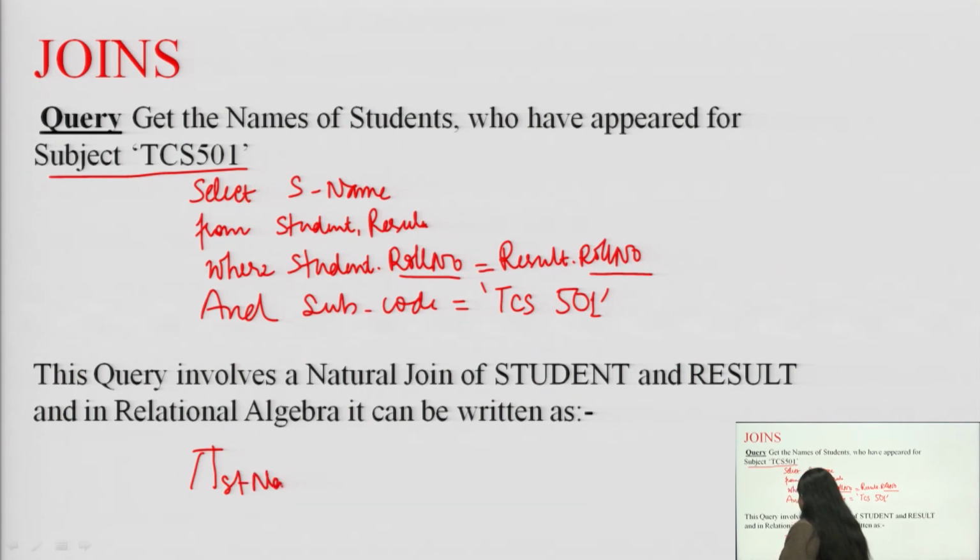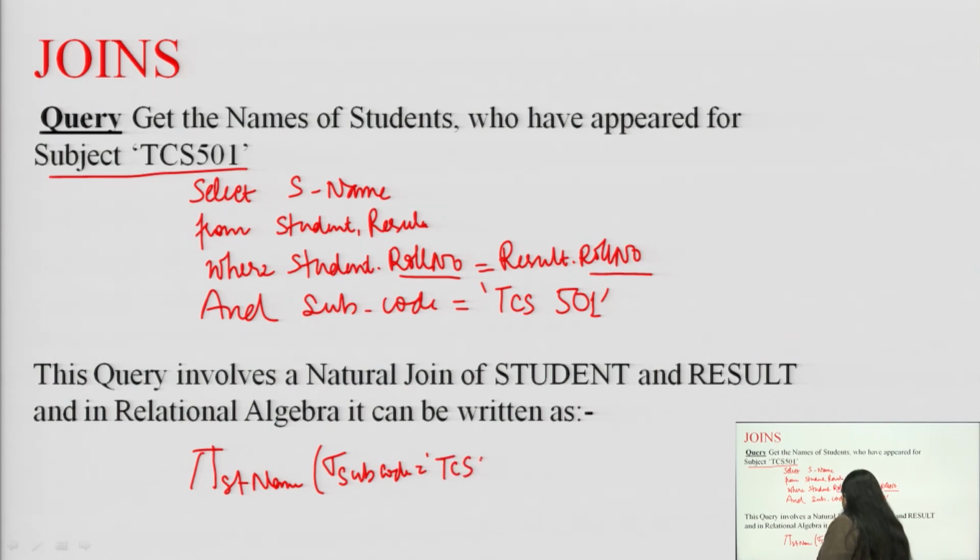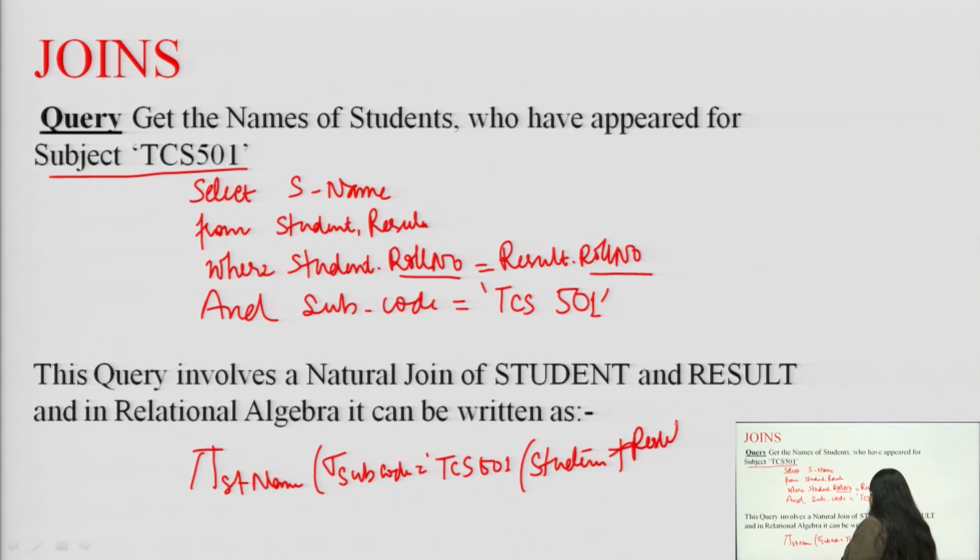student name, on selection, on subject code, which should have been TCS 501. And how is this join created in relational algebra? Using the Cartesian product. So, we will create student, result. So, this is the equivalent relational algebra for this particular query.